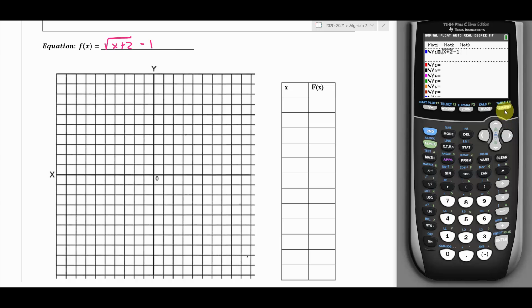Okay, and then I can go ahead and hit the graph button, and I'll see my graph pop up here, right? So you can kind of see this curved line right here. That is the graph of my function, the square root of x plus 2 minus 1.